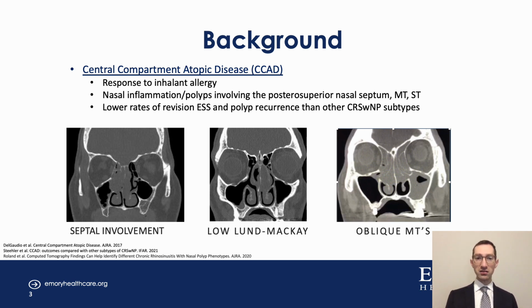The surrounding sinuses are relatively spared as compared to other types of CRS, so they tend to have lower Lund-Mackay scores. And in a little bit more advanced disease, the middle turbinates become lateralized and obliquely oriented. Importantly, these patients tend to do quite well. When they need surgery, they tend to have low rates of polyp recurrence and low rates of requiring revision endoscopic sinus surgery.